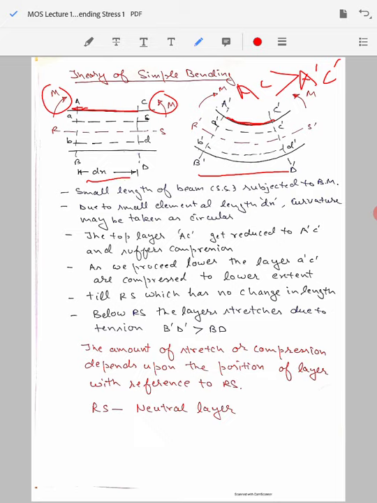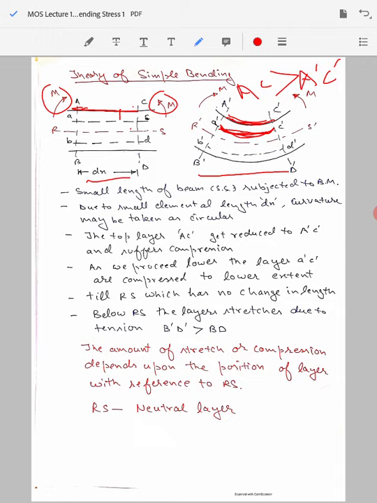Similarly, if we go downward along the beam cross section and look at another small fiber AC, it will also take the shape of a circular arc, A dash C dash. Here also there will be a decrease in the length of this fiber, but this decrease will be lesser in comparison to the top fiber. At the start, the fibers AC and small AC are of the same length, but after deformation the top fiber A dash C dash is smaller in comparison to the bottom fiber.